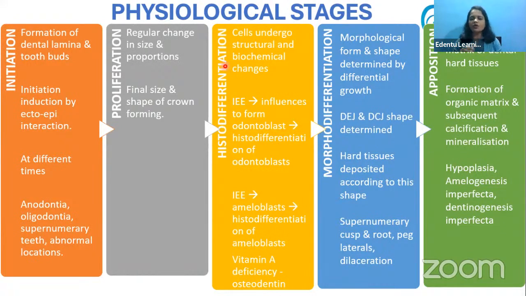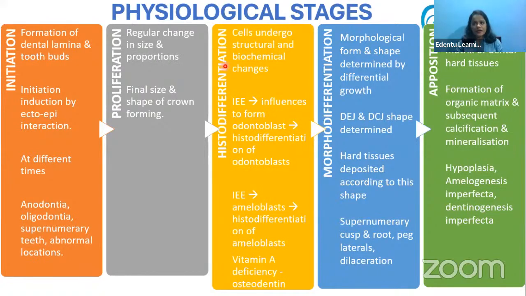How this dental lamina, tooth buds, and all the tooth development mainly happens is by the interaction between the epithelium and the underlying ectomesenchyme. So this interaction between the overlying epithelium and the underlying connective tissue is very important. And mostly this initiation process happens at different times for different teeth.